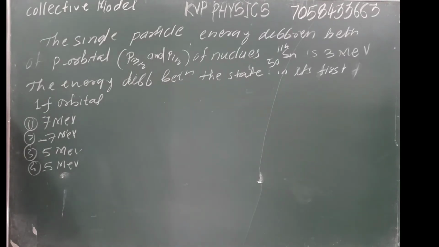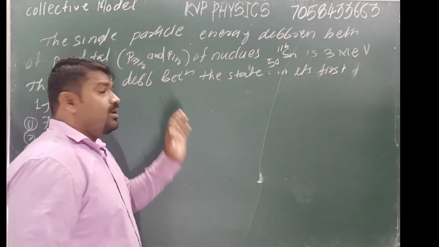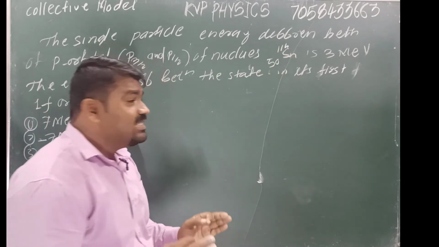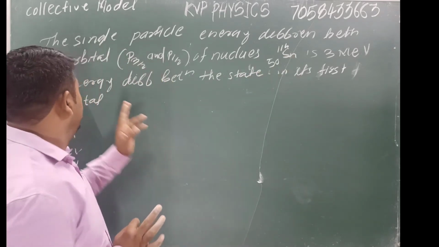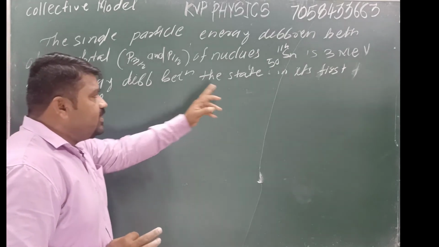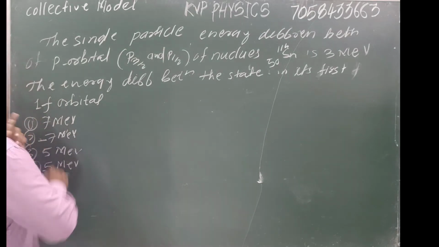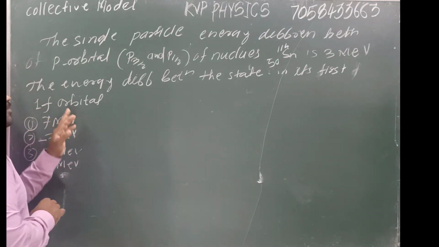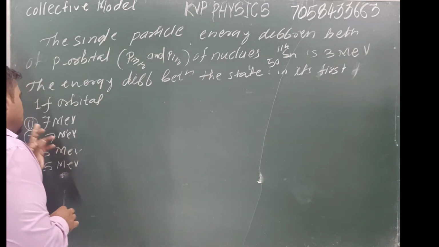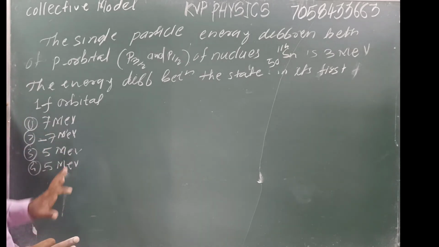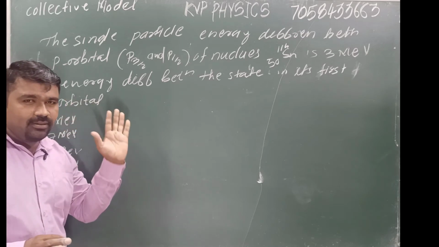The single particle energy difference between the p orbitals, p3/2 and p1/2, of a nucleus 50Sn114 is 3 MeV. The energy difference between the states in the first 1f orbitals, 7/2 minus 5/2 — which of the following options is correct?